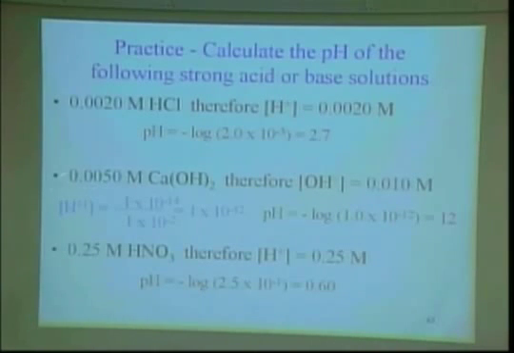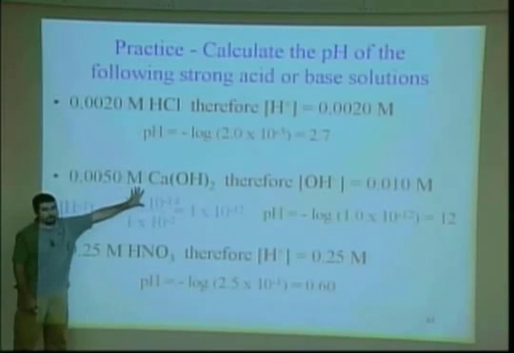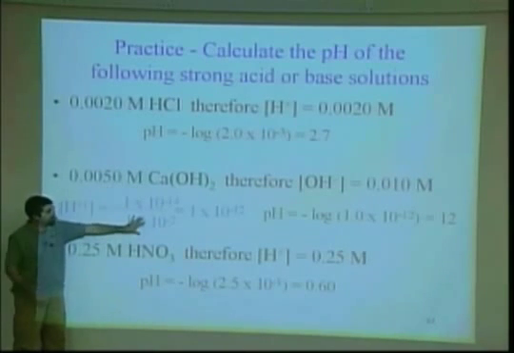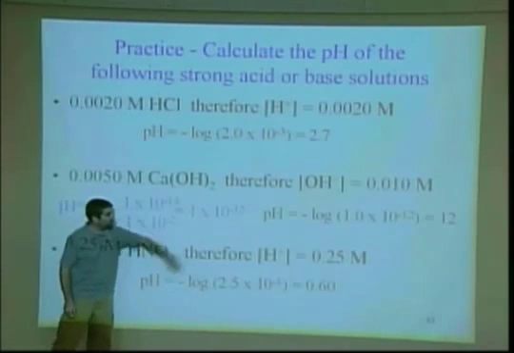All right, what happens with this? Now we said that OH then would actually be 0.010 instead of 0.005 because there's two of them here that are going to fall apart. So that means to get my hydrogen from the hydroxide, I take 1 times 10 to the minus 14 divided by this number here. And I'm going to get 1 times 10 to the minus 12.